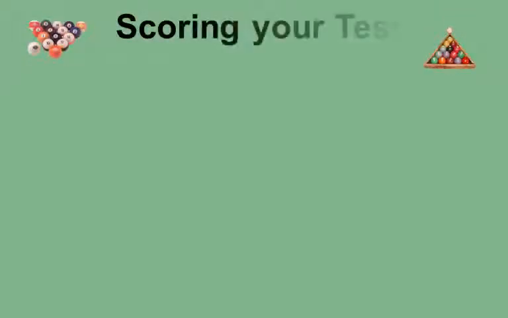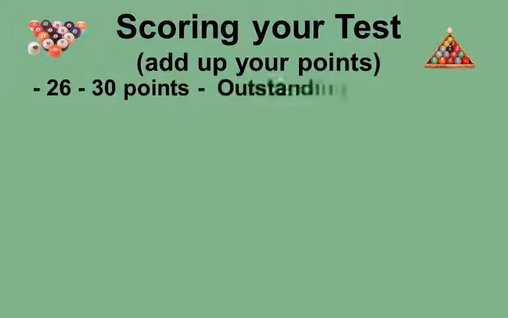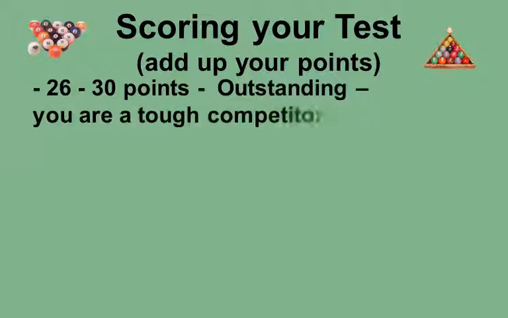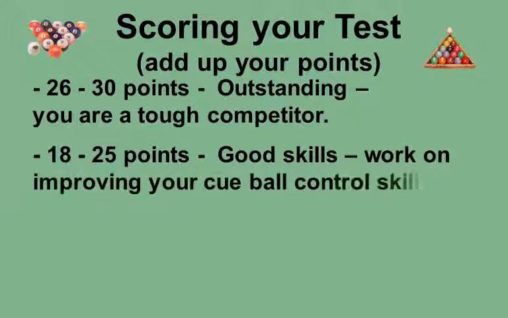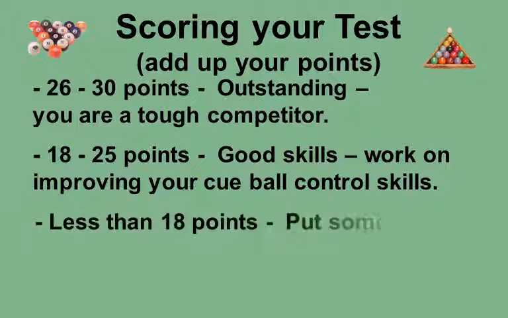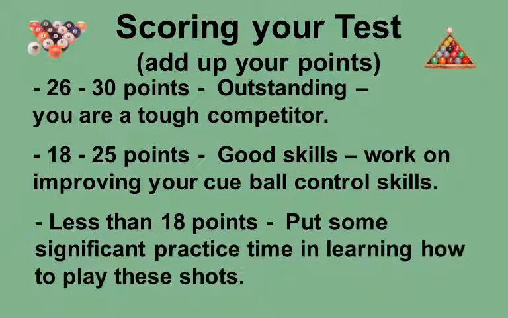Scoring your test. Add up your points. Here is how to evaluate your total test results. For 26 to 30 points: this is outstanding. You are a serious and tough competitor. In the book, move on to, and work with the other test groups. For 18 to 25 points: you have good skills. You do need to put some practice time to improve your cue ball maneuvering. Then retake the test and see the improvements. For less than 18 points, you really need to put some significant practice time in learning to play these shots.